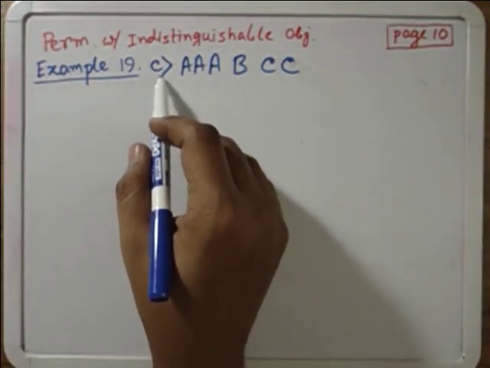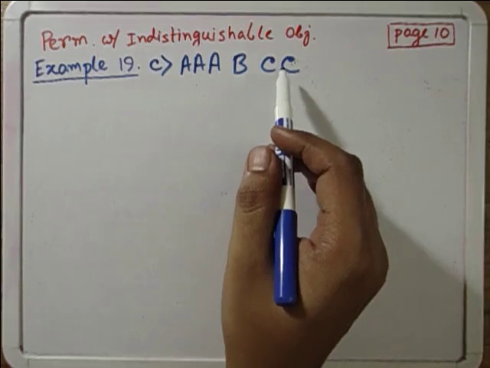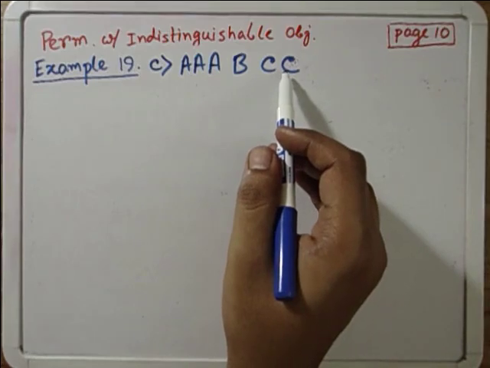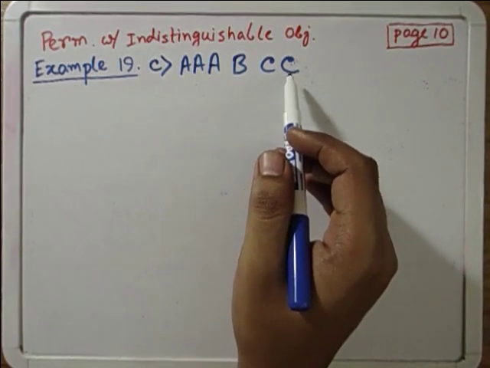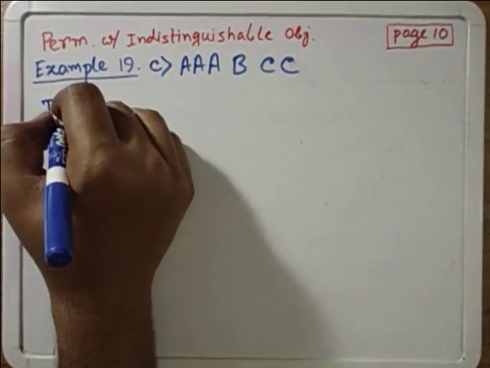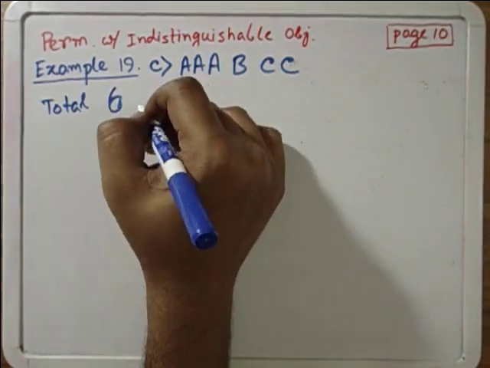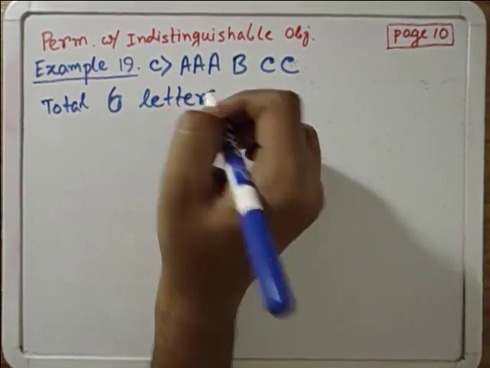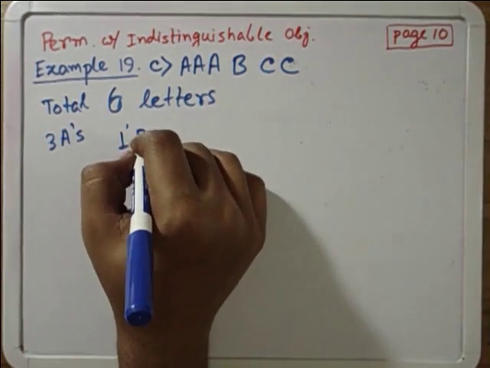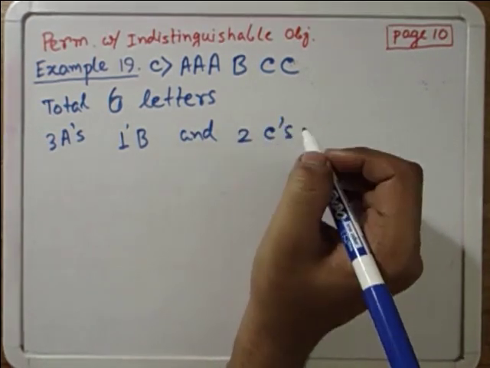Now do the last part, C. How many strings can we make by reordering these letters? 3 A's, 1 B, 2 C's. Okay, we learned the new formula, so we are going to use it. So total 6 letters, 3 A's, 1 B and 2 C's.